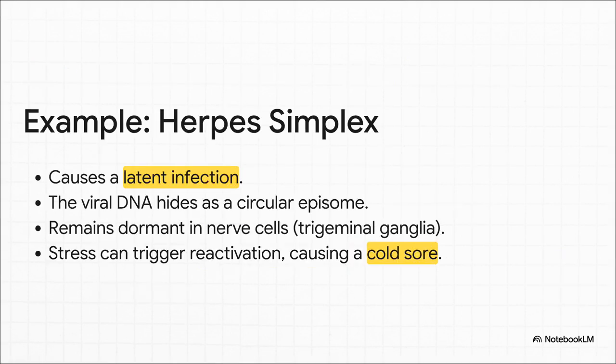And the absolute master of this strategy is the herpes simplex virus, or HSV, the virus that causes cold sores. So after you're first infected, its DNA doesn't immediately take over. Instead, it forms this little independent circle of DNA called an episome, and it hides out inside your nerve cells, specifically in nerve bundles like the trigeminal ganglia. It can just sit there, totally silent for years, until something like stress triggers it to wake up, and bam, you've got a cold sore.